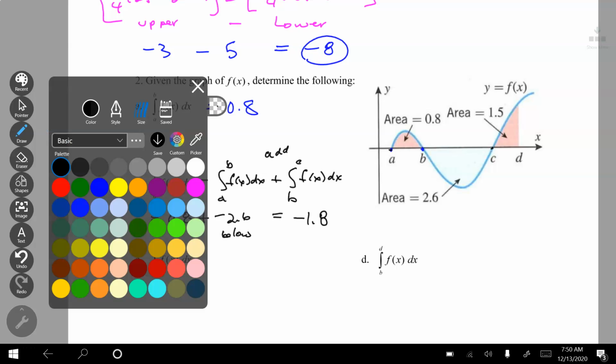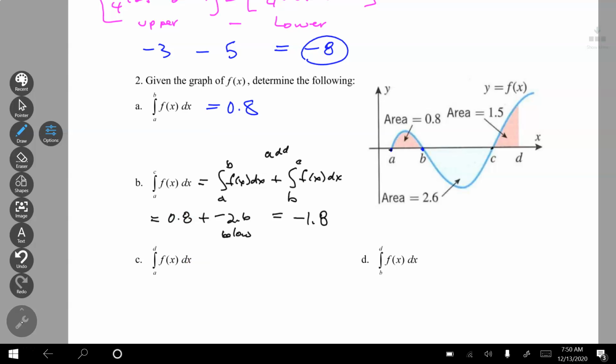And then this next one, from A to D, is from beginning to the end, so it would be the integral from A to B, plus the integral from B to C, plus D. So if I add up all the pieces together, I get 0.8 plus a -2.6 plus a 1.5, and my total value at the end is -0.3.